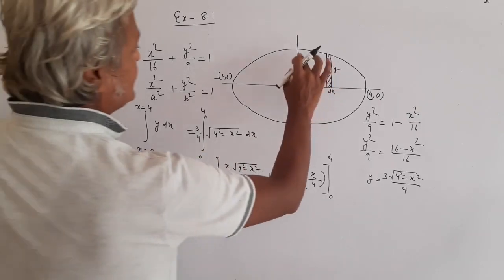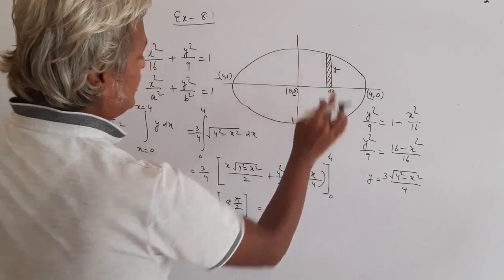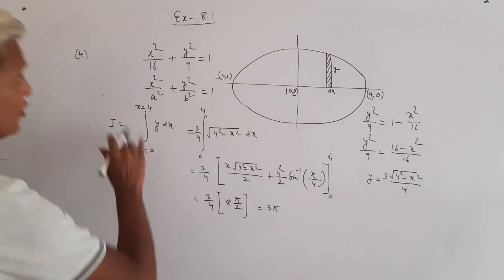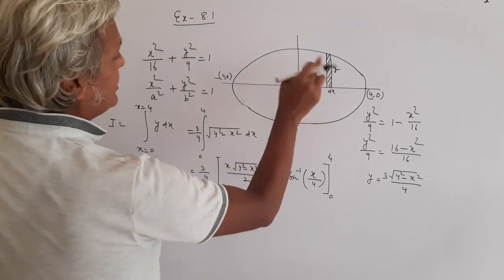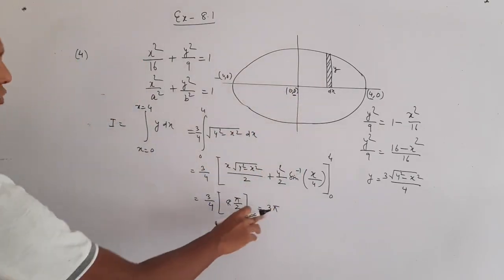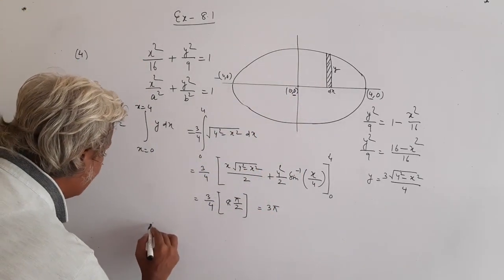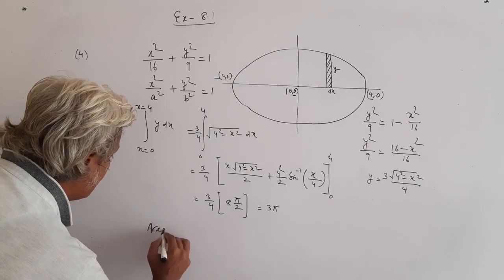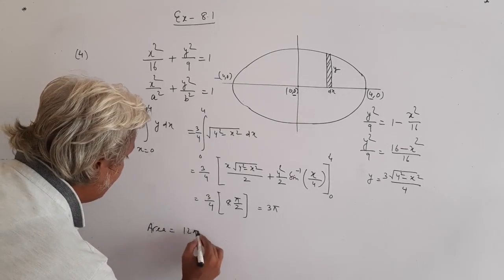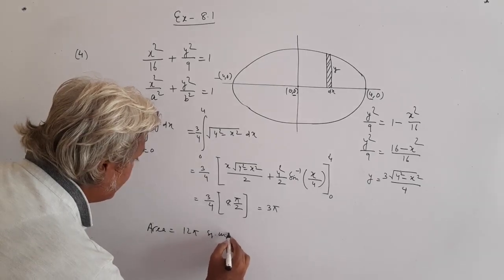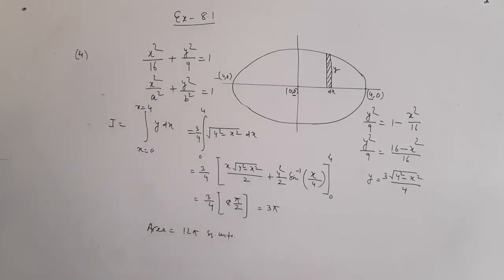But this is the area of the first quadrant only. The area of the whole ellipse will be 4 times, because one quadrant, second, third, fourth, so 4 times this much. So the full area will be 12 pi square units. This is the answer of this question.